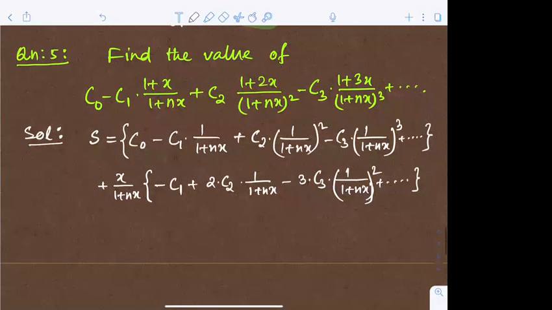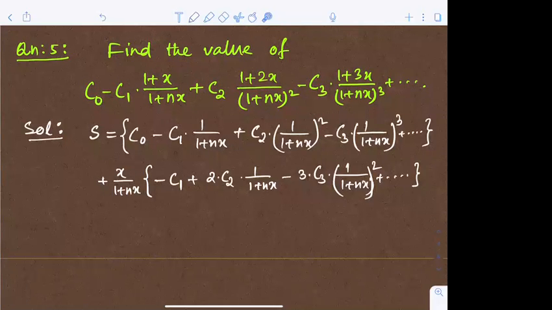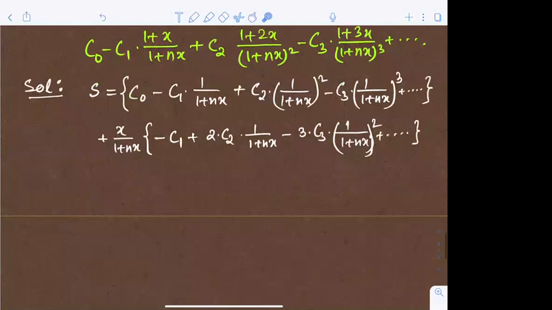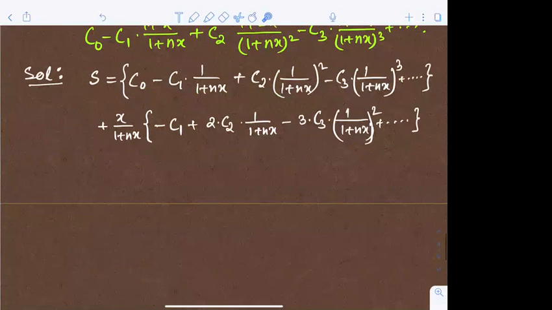So I have separated them. How did I separate? C0 is here, then minus C1 into 1 by this, then C2 into 1 by that. So all those 1 by those things are taken in the first bracket. And then x by something is there, x by (1 plus nx), 2x by (1 plus nx) whole square. Those things are taken common and then separated. So these are the two parts of S. Can you tell me what is the value of the first part?